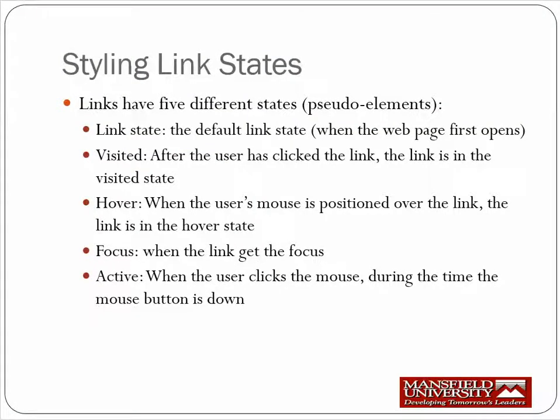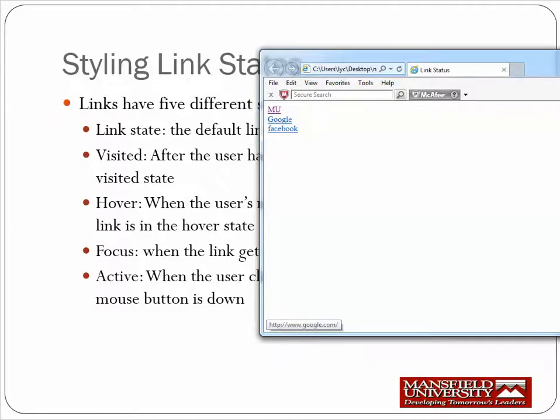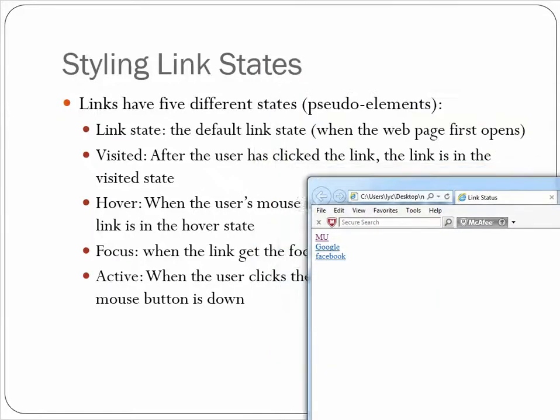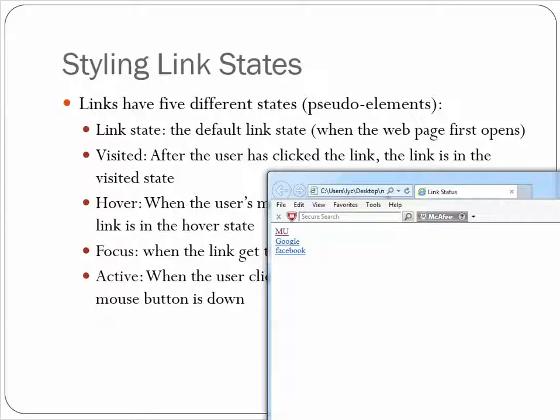Totally, we have 5 statuses. The first one is the default link status. That means when this link is unclicked, the default is blue. Here we have visited. The visited is just like this one. This one means we have visited this link. We also have hover. Hover means we put the mouse over the link.